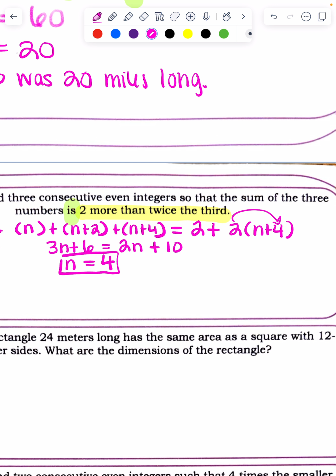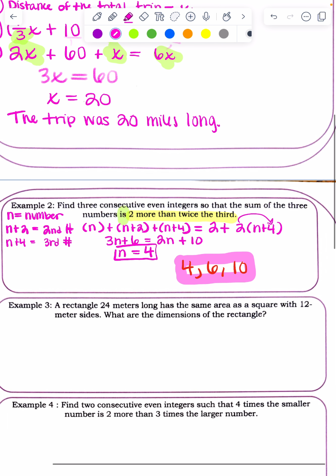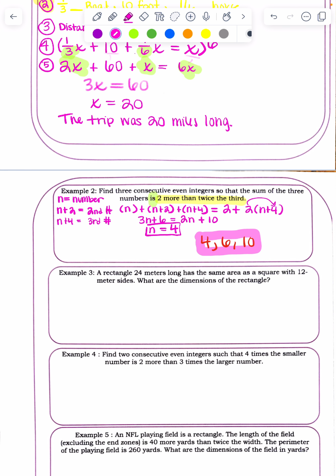However, it asks for the 3 consecutive numbers. So my real answer is going to be 4, 6, and 10. And this is my final answer right here. Cool? I would pause the video now, just think if you need to. If you have any questions, you can write them on a piece of paper, a sticky note, or email me if you need them answered right away. But hopefully this helps you.